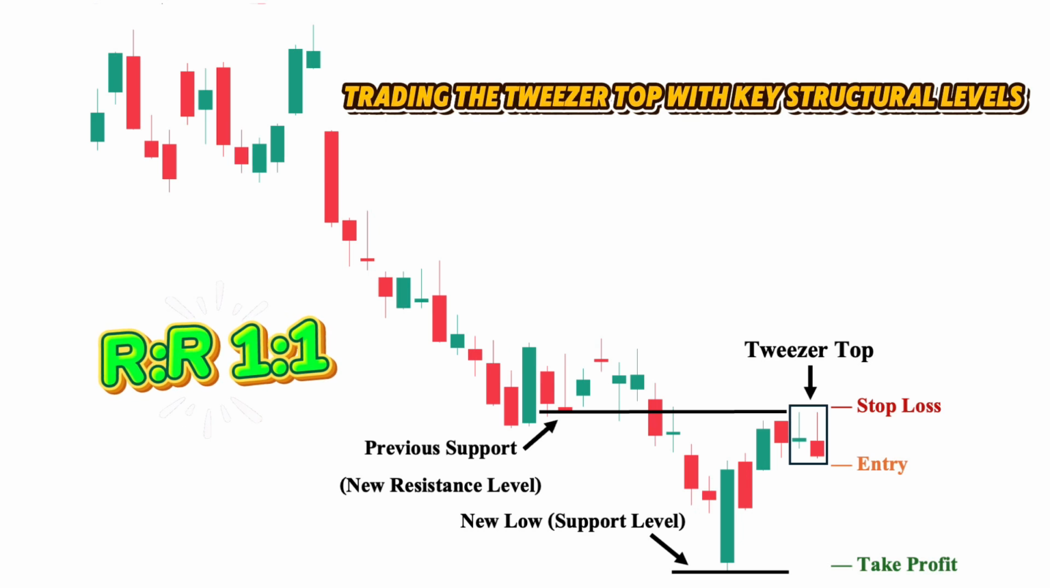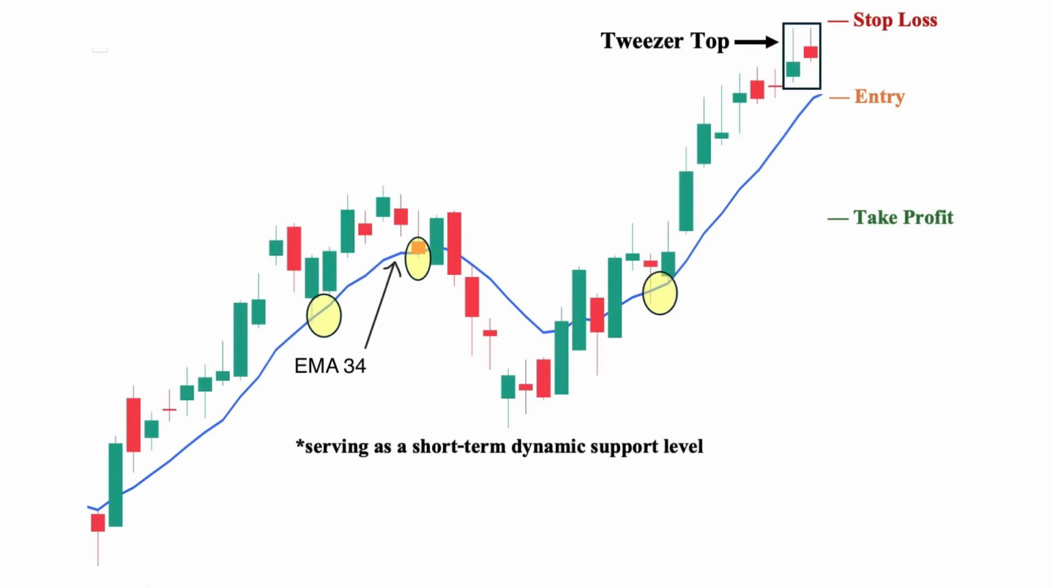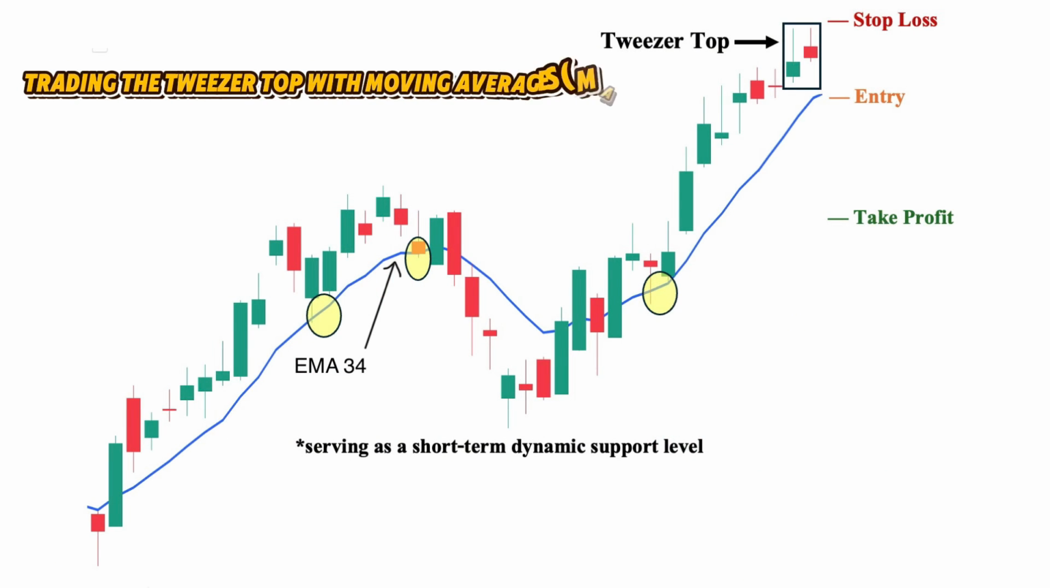And the next strategy is trading Tweezer tops with moving average. One of the most commonly used technical analysis tools, the moving average, can serve a flexible function from setting potential entries to marking the profit target. In this illustration, we use the EMA34, a commonly used momentum indicator.